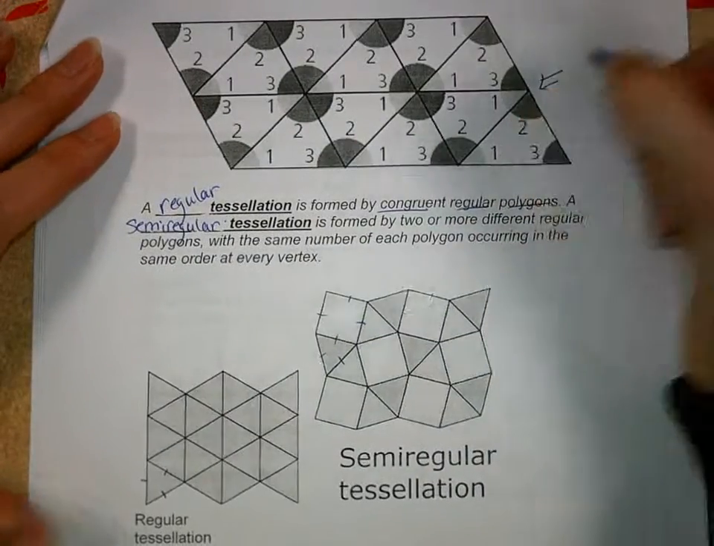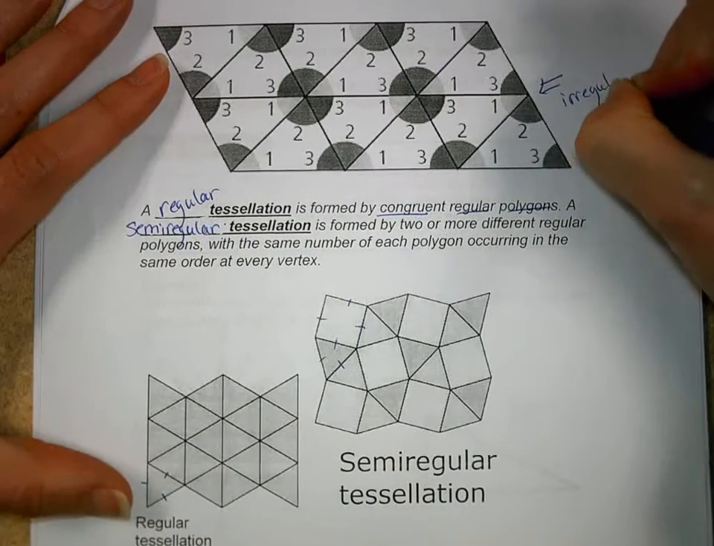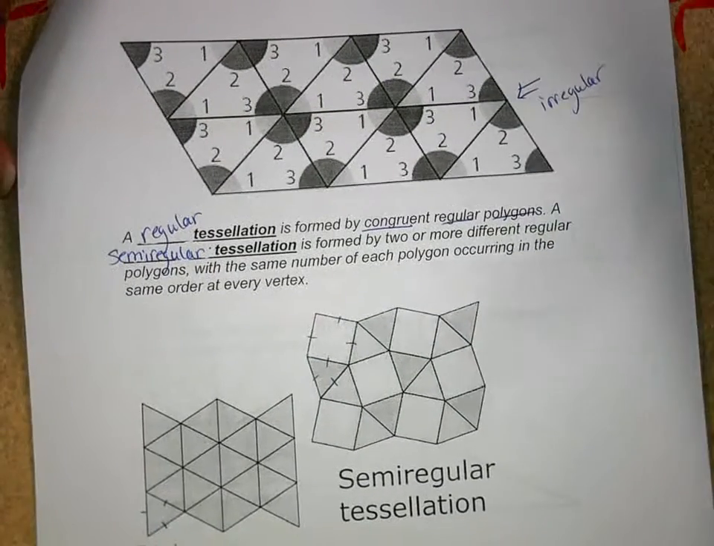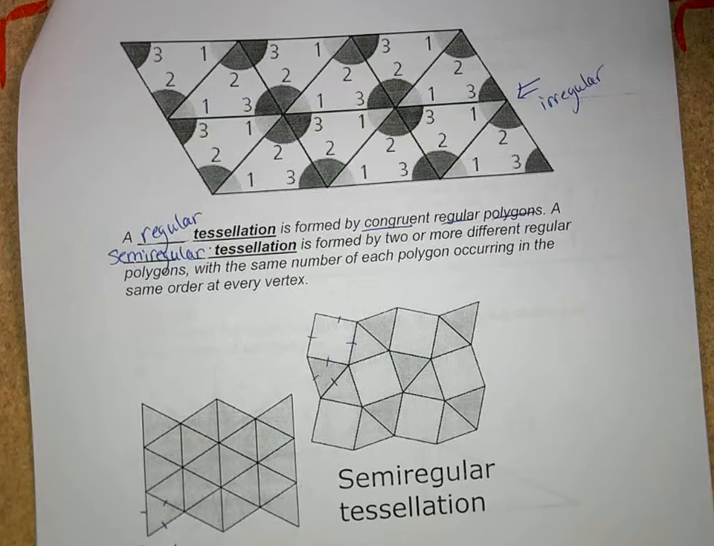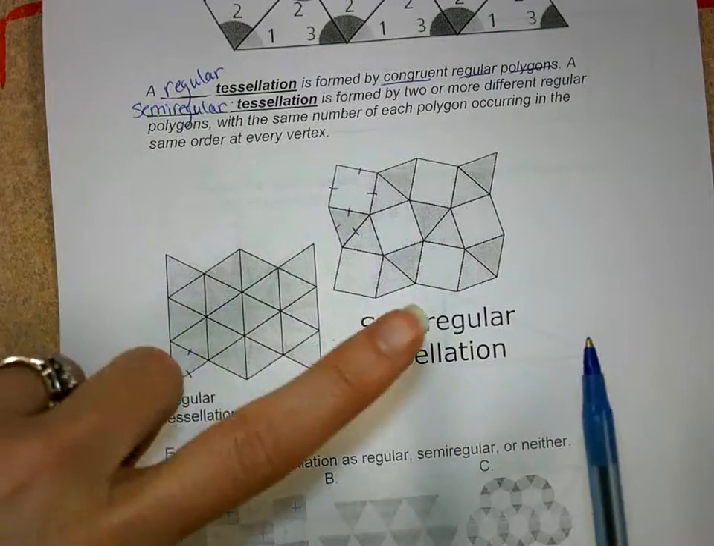So what would I call the last 2 tessellations? Well, those are irregular, because we're just not using regular polygons to do that. So I don't know why they call them irregular. I just think they're cool tessellations, but that's how you would classify them. So look at the examples down below. You have your regular and you have your semi-regular.